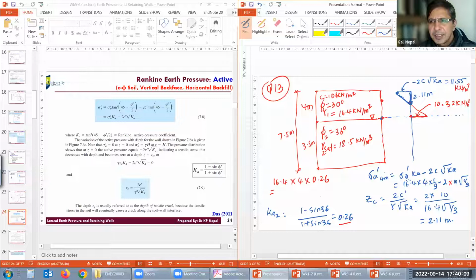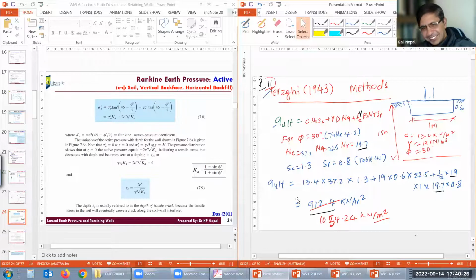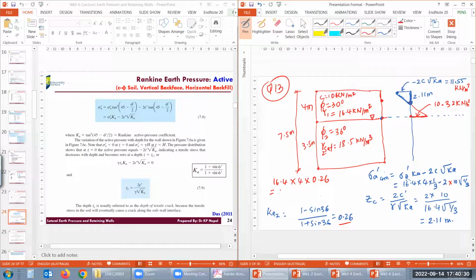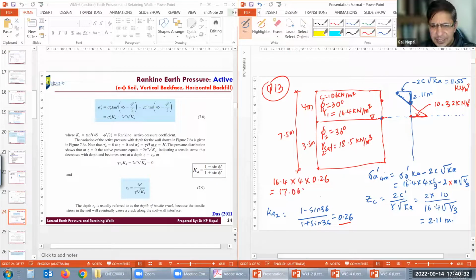Less than 10.32 or more than? I need to know that. Maybe less than, yeah. Oh, maybe more than, I don't know. Please compute. $17.06, sir. 17.06 kilonewton per meter square is a pressure diagram, right?